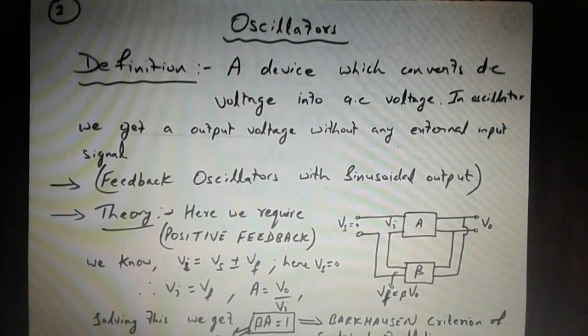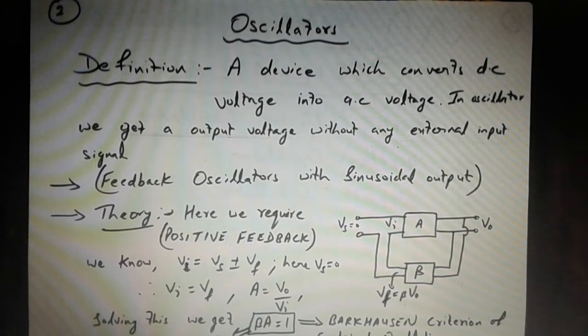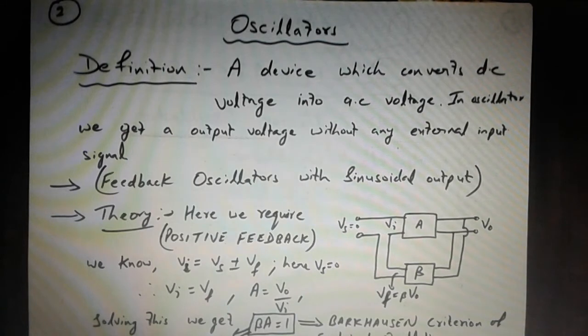So even if external input is not there, we still get continuous sinusoidal voltage in an oscillator. We will discuss mainly feedback oscillators with sinusoidal output. This is a special category of oscillators, that is feedback oscillators, whose output is sinusoidal. Sinusoidal means that the output is a sine wave.